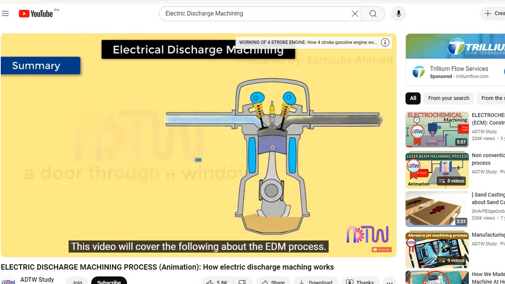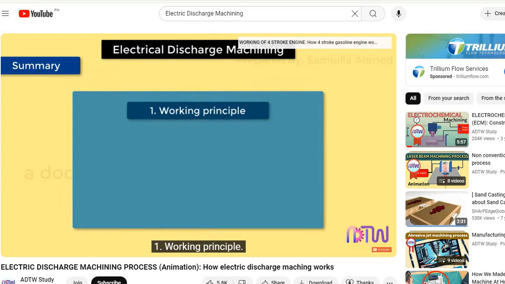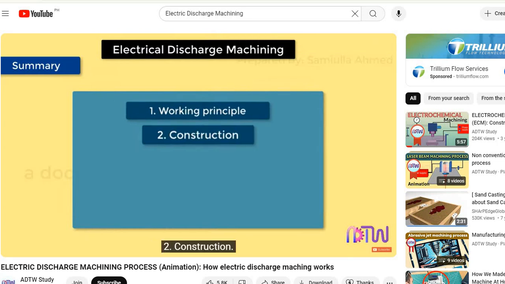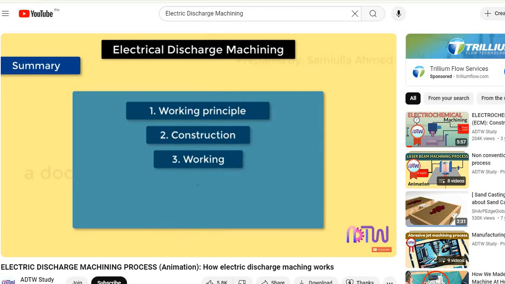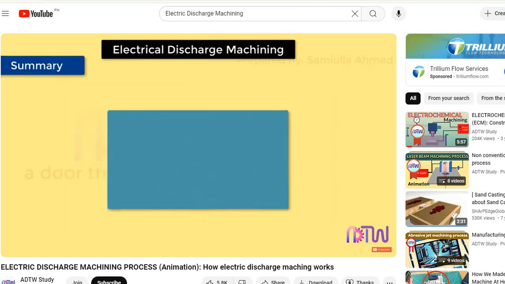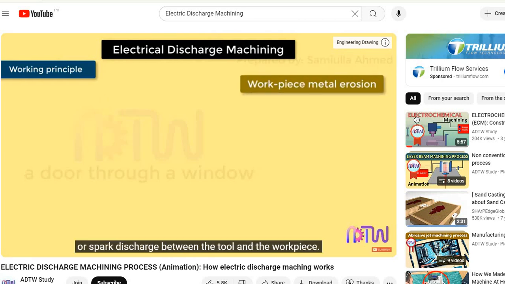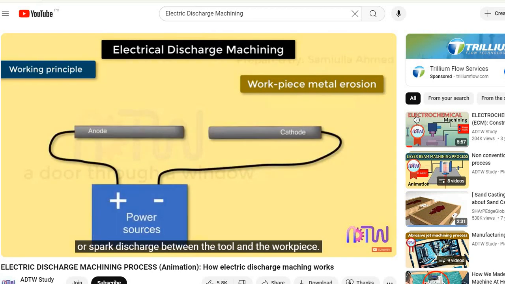This video will cover the following about the EDM process. 1. Working principle. 2. Construction. 3. Working. 4. Application. 5. Advantages and disadvantages. Working principle. The working principle of the EDM process is based on workpiece metal erosion, with the application of spark discharge between the tool and the workpiece.